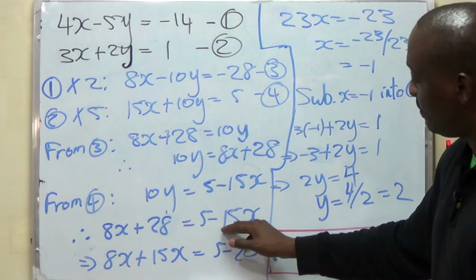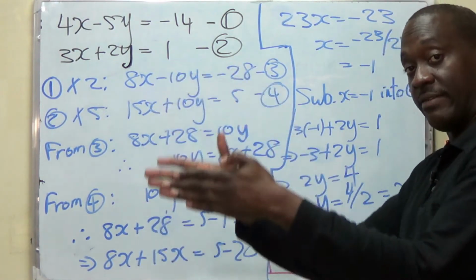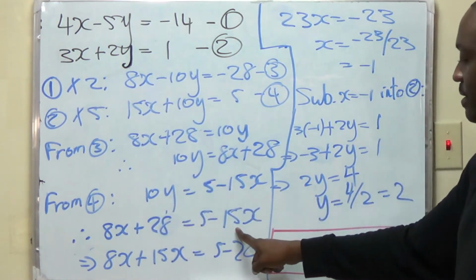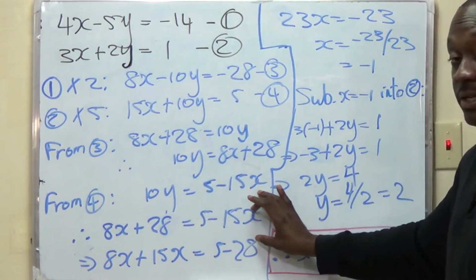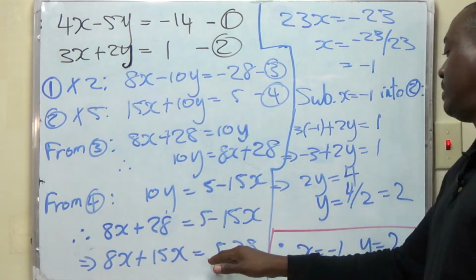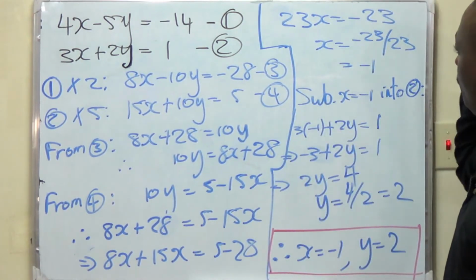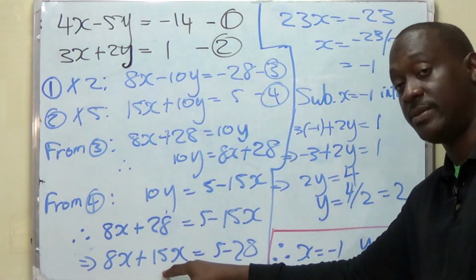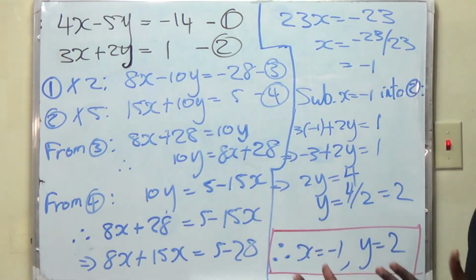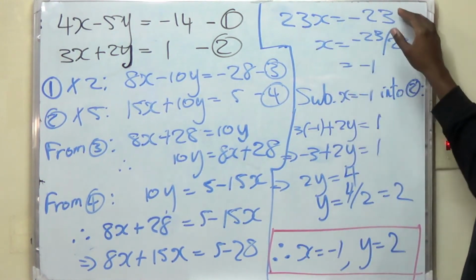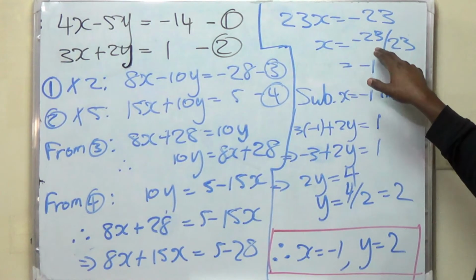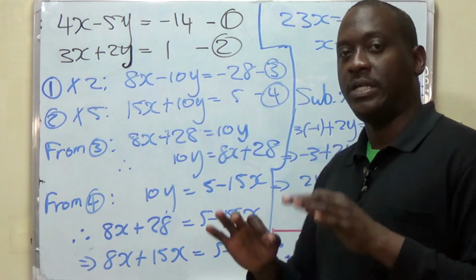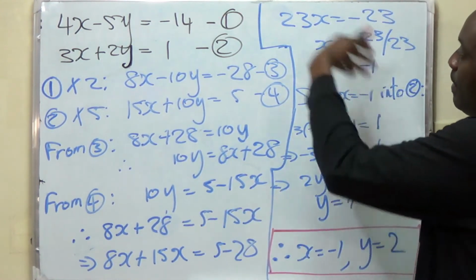So we take the minus 15x and we bring it across on the left side, so we have everything in x on the left side. And then we take the plus 28 on this side and carry it across on this side, so we have all the constants on the right side. So 8x plus 15x is equal to 5 minus 28. So 23x is equal to minus 23. 8 plus 15 is 23. 5 minus 28 is minus 23. Good? And if 23x is minus 23, then x is equal to minus 23 over 23, which is equal to minus 1.